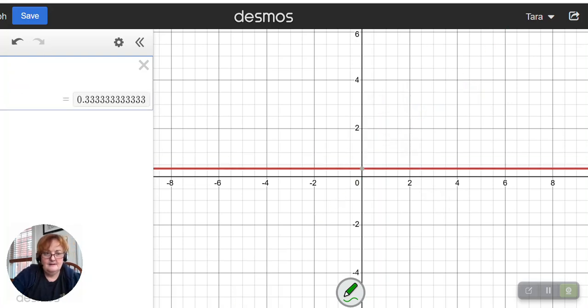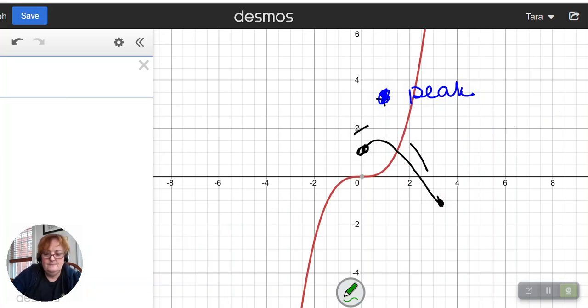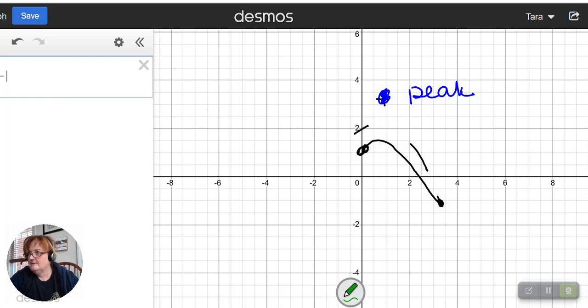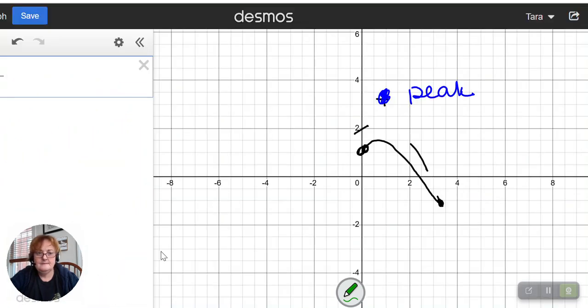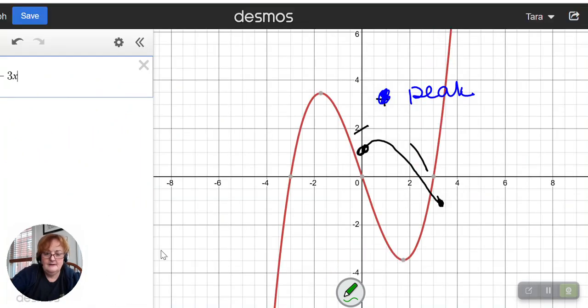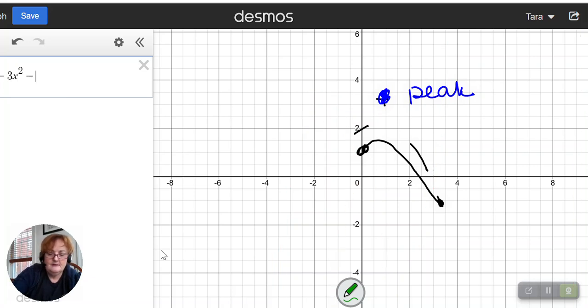One-third x cubed minus, I don't remember, like 3x squared, 27x, minus x squared, whoops, minus x plus 5.